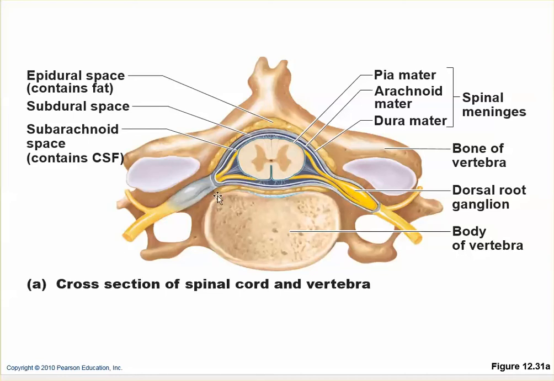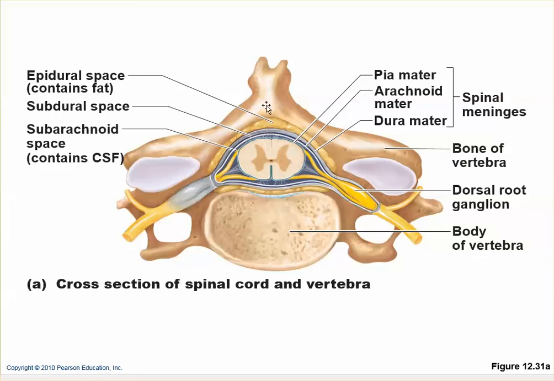It's all surrounded with the meninges. So there's a dura mater out here. There is a pia mater actually on the surface of the spinal cord. There is an arachnoid mater between. There's a space between the pia and the arachnoid called the subarachnoid space. The space between the dura and the arachnoid is the subdural space, and then the space outside of the dura is the epidural space.